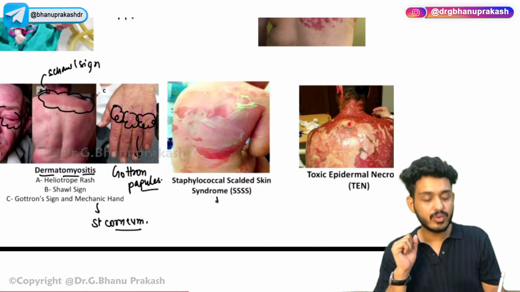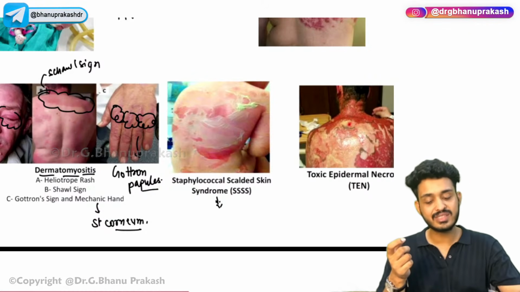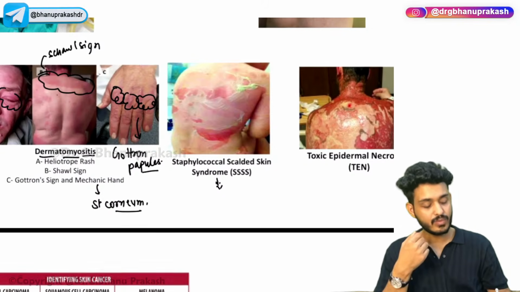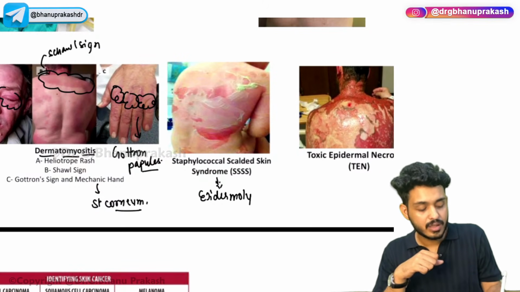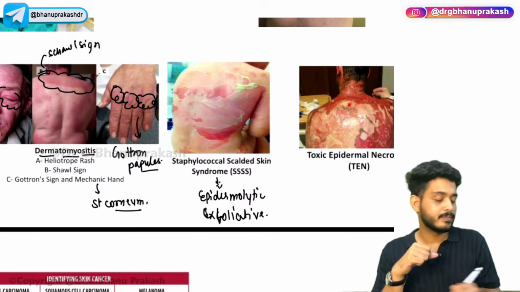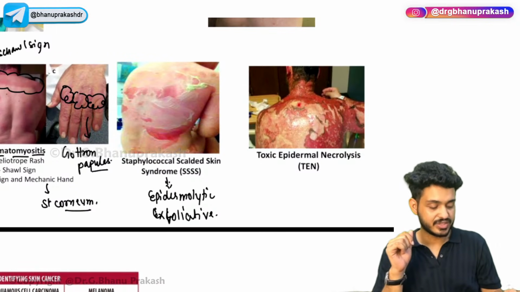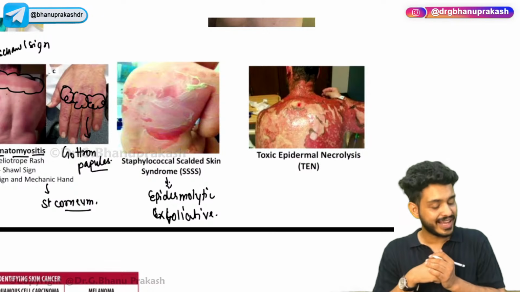This is your staphylococcal scalded skin syndrome, that is due to some toxins. What are the toxins, guys? These are due to toxins of staph. We are having epidermolytic toxin. We can also call it exfoliative toxin. Okay, we will be discussing all these things in microbiology. You can join that session also. So that is your epidermolytic toxin. We are also having exfoliative toxin.